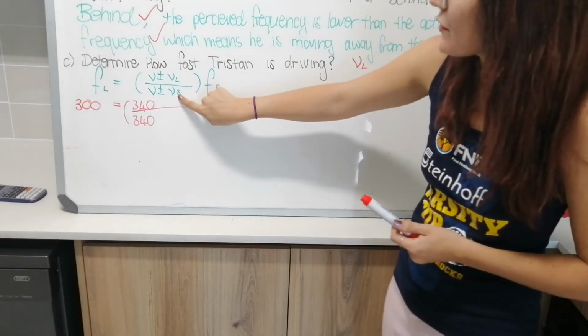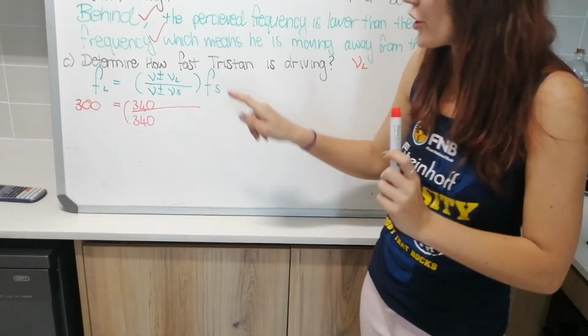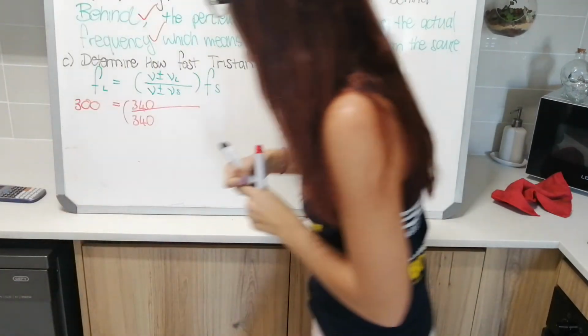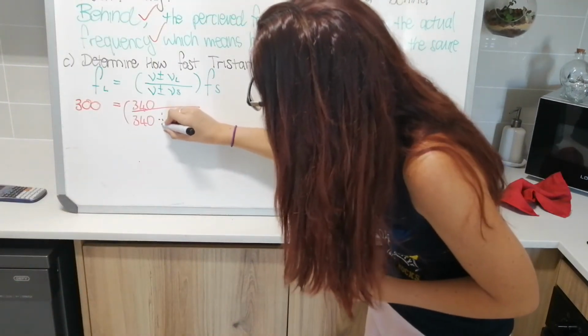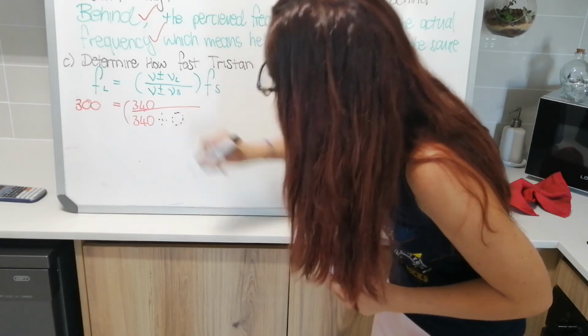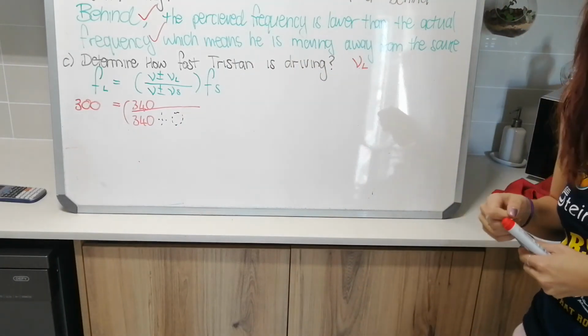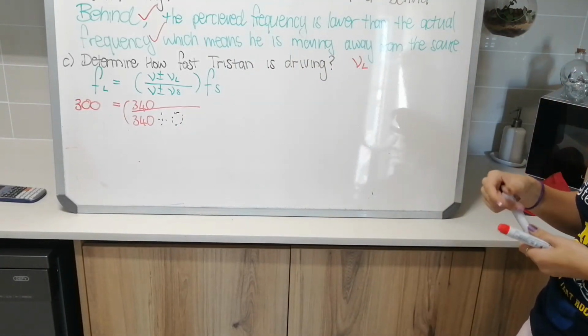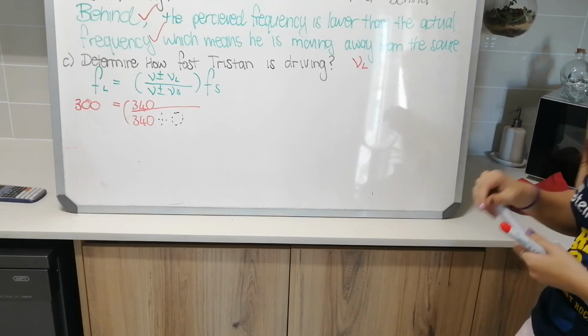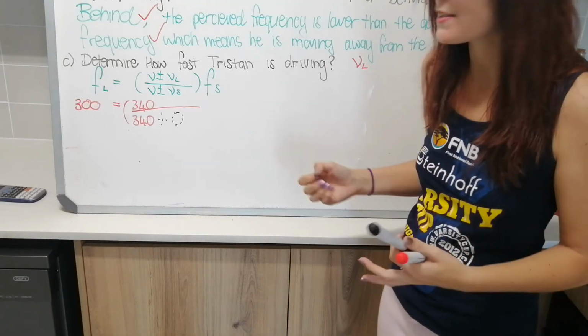Then the velocity of the source is 0, so you actually don't have to. If you want to, you can. Okay, so I'm doing it in dotted lines. You can substitute in your 0, but there's actually no marks given for substitution of 0. You're also welcome to just leave that term out. It means the same thing.